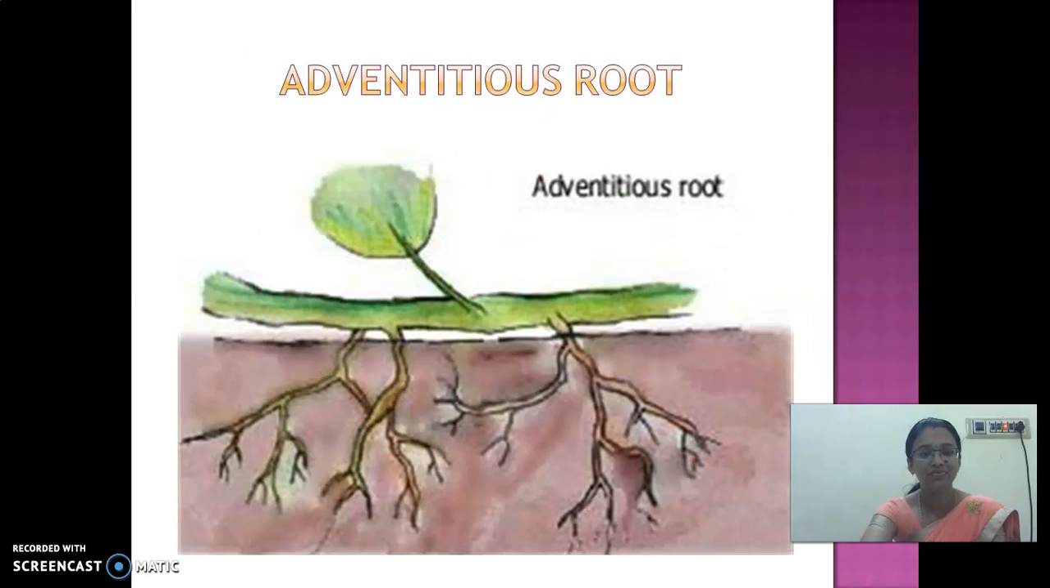Okay, children. These adventitious roots may arise even from the leaf also. So totally we have seen 3 different types of roots. They are tap root, fibrous root and adventitious roots.